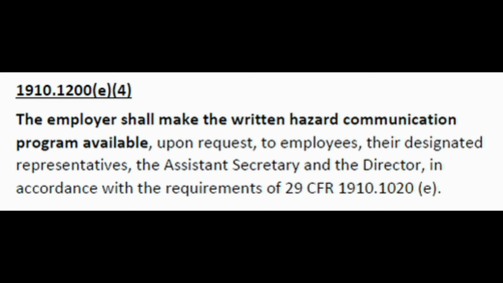1910.1200(e)(4): The employer shall make the written hazard communication program available upon request to employees, their designated representatives, the Assistant Secretary, and the Director in accordance with the requirements of 29 CFR 1910.1020(e).